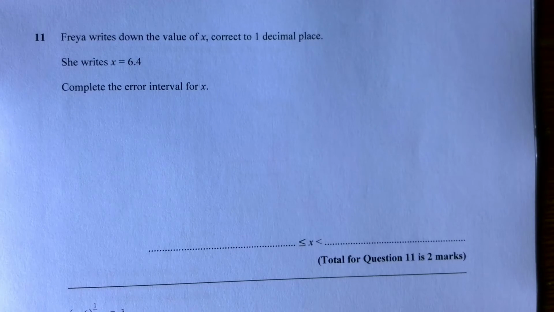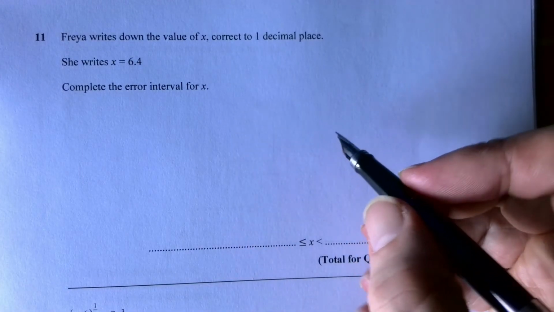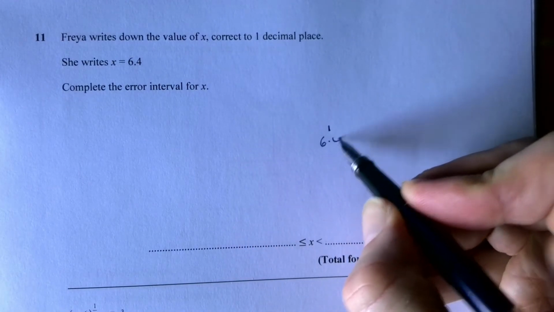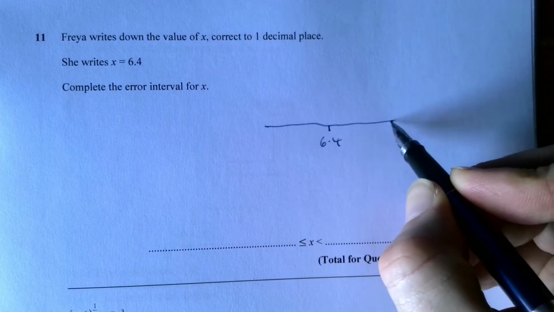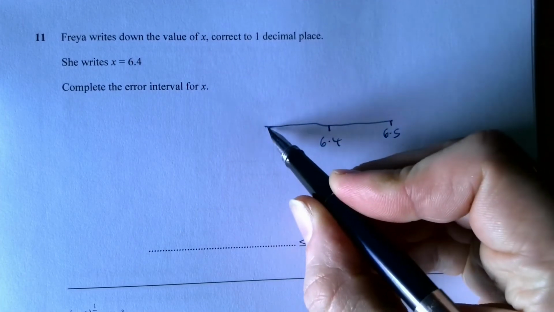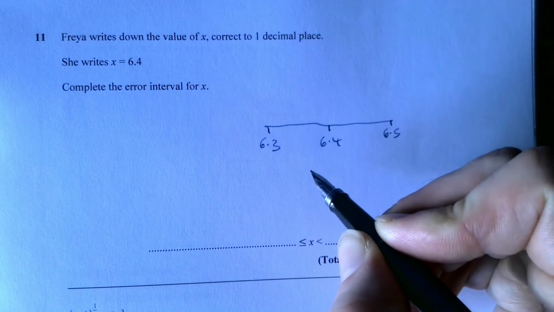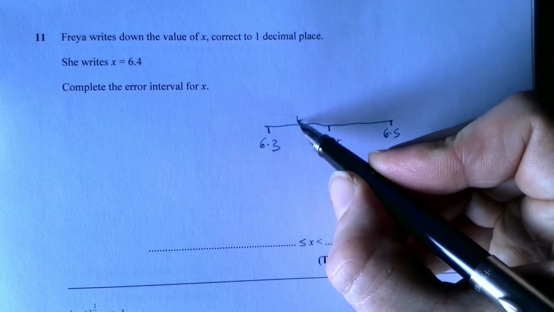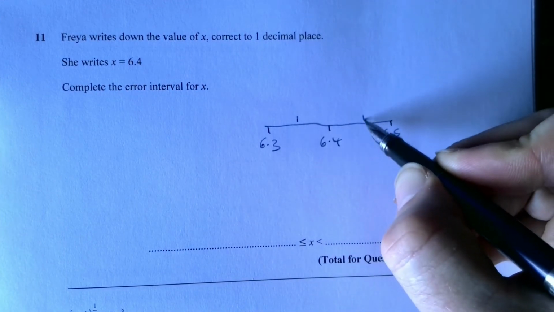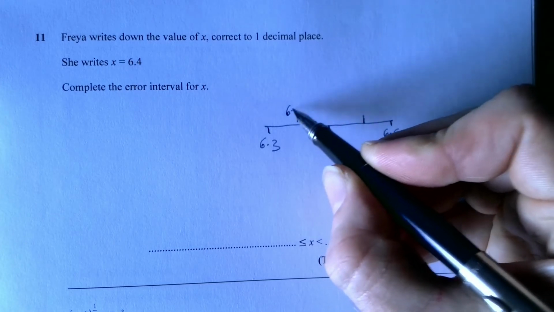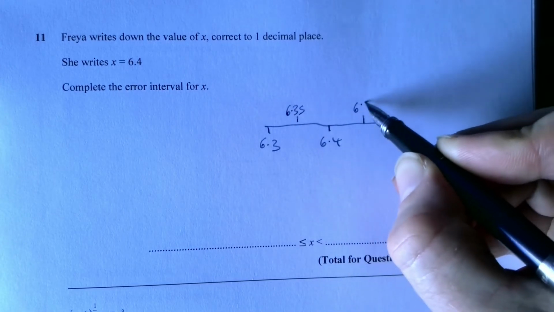Right, error interval. So correct to 1 decimal place. You've got 6.4. The next 1 decimal place up would be 6.5. The one below would be 6.3. So if she's rounded it correctly, it must lie somewhere between 6.35 and 6.45.